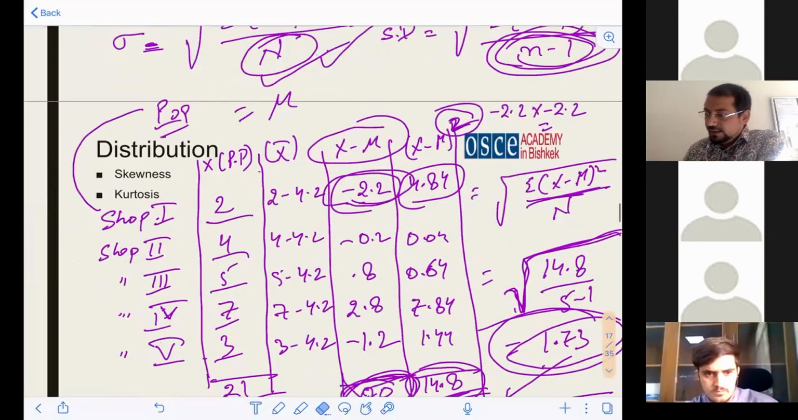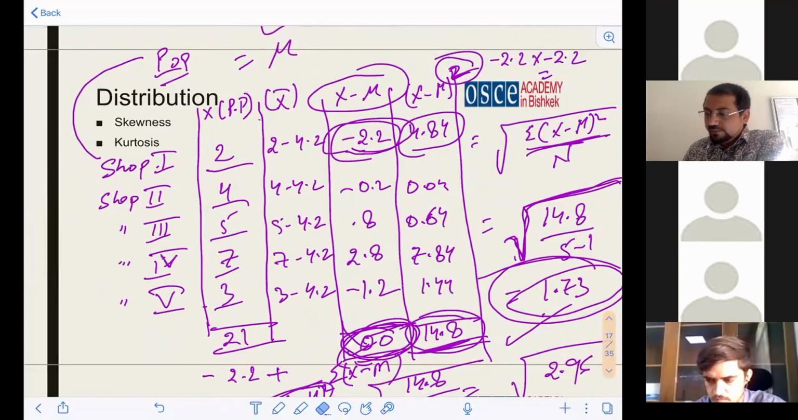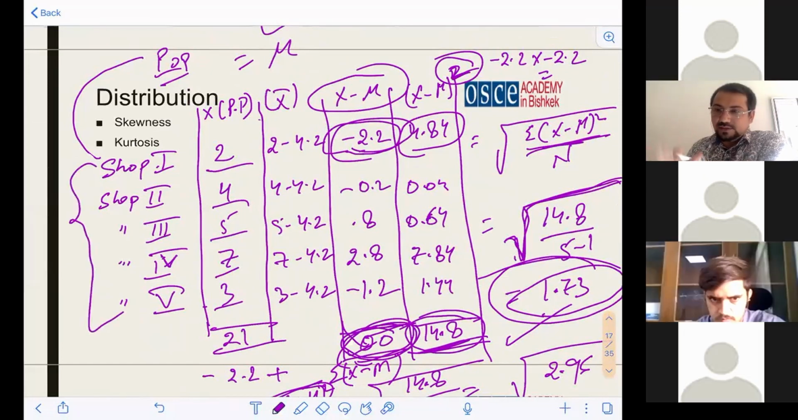And one more thing, why we call it population: because I assumed in the beginning that Tokyo has just 5 shops, and that's why it is called population. And let's say if today Tokyo must be having thousands of shops, and if I take 5 shops from them, it would be my sample, simple.